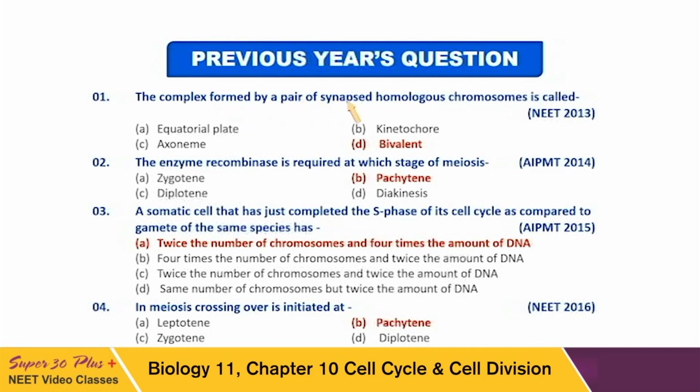The complex in which synapsed chromosomes are held together is known as a bivalent. Enzyme recombinase is related to pachytene. A somatic cell that just completed S phase of the cell cycle, as compared to the gamete of the same organism: right answer, twice the number of chromosomes and 4 times the amount of DNA. In meiosis, crossing over is initiated by recombination, in which stage will crossing over be there? That will be in the pachytene stage.